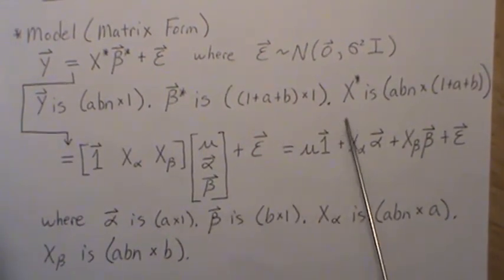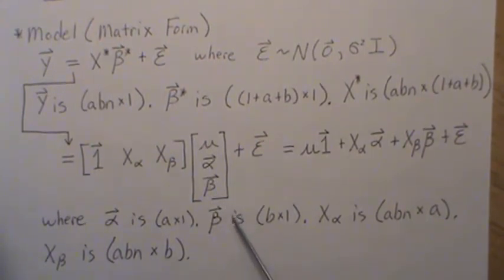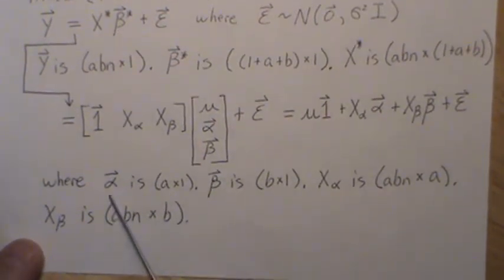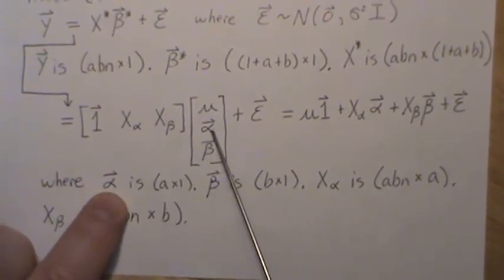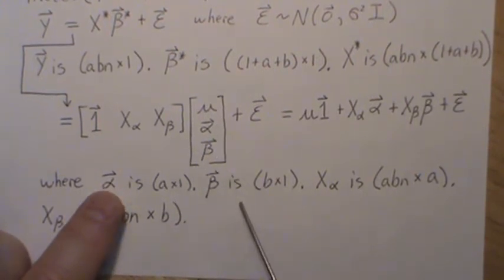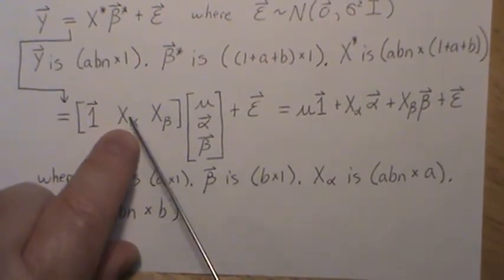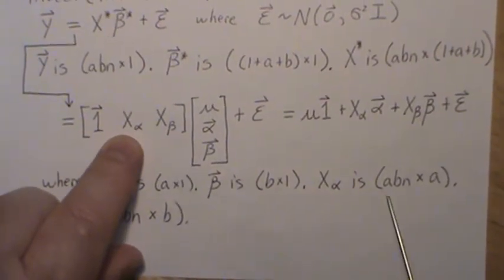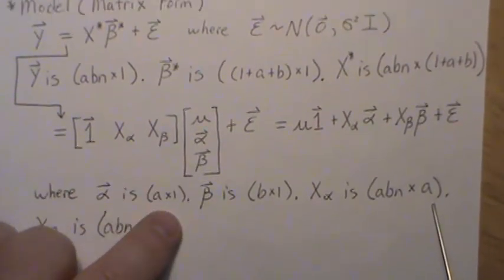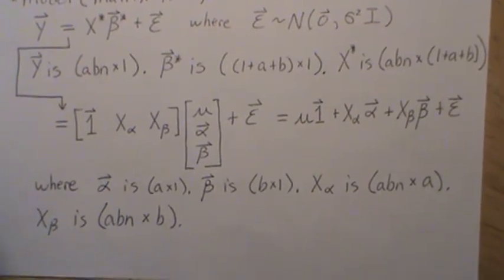Now on the next page, I'm going to write all this out in detail, but it took up the whole page, so it has to be its own page. And that's the last page for this video. Alpha here, it's A by 1, right? There's A levels. Beta is B by 1. XA has to be the same dimension, same number of rows, so it's ABn. But there's A columns because it deals with alpha. And XB is ABn by B.